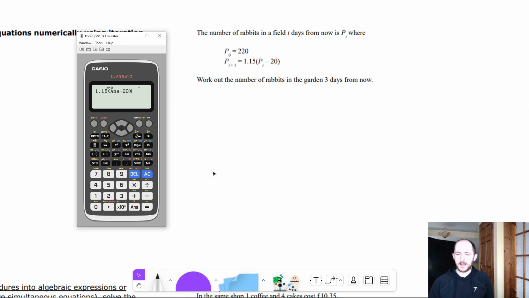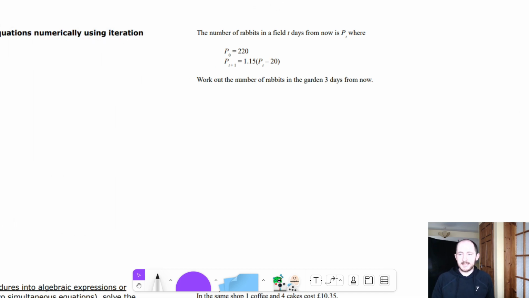So, in 1 day, it's going to be 230. 2 days, 241.5. 3 days, 254.725. That's how easy iteration can be when you use a calculator. So the answer is 254.725.